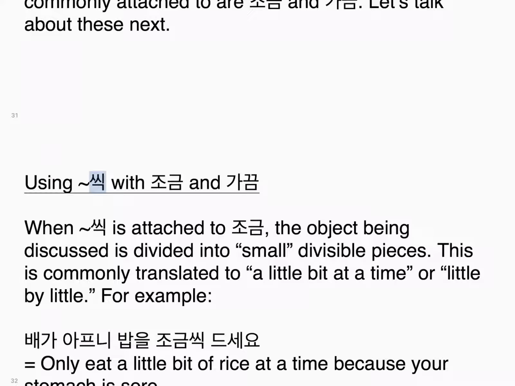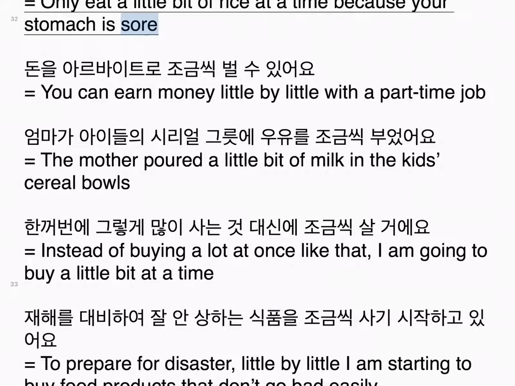Using 식 with 조금 and 가끔. When 식 is attached to 조금, the object being discussed is divided into small divisible pieces. This is commonly translated to a little bit at a time or little by little. For example, 배가 아프니 밥을 조금씩 드세요. Only eat a little bit of rice at a time because your stomach is sore.